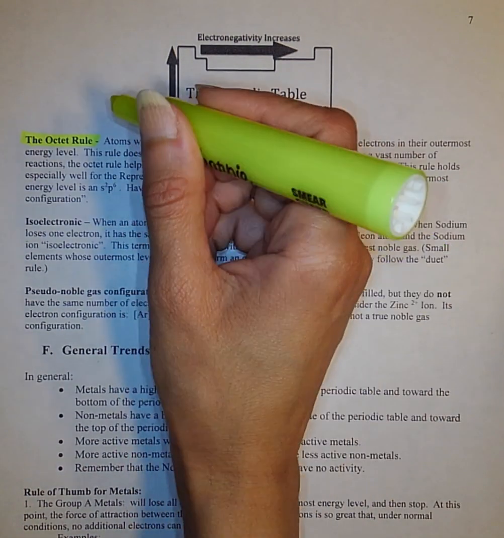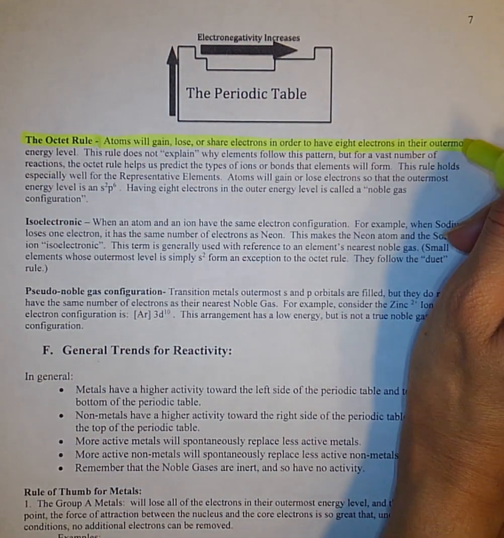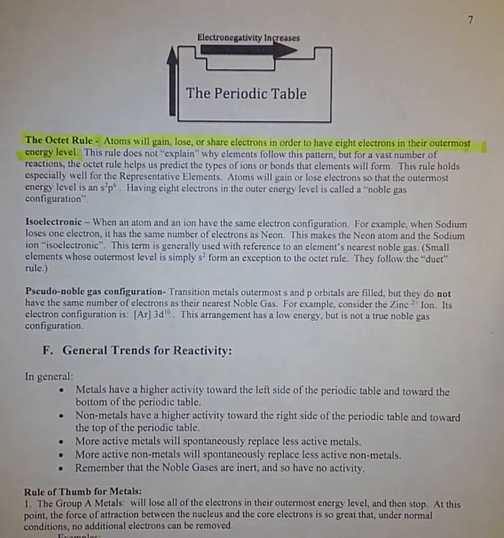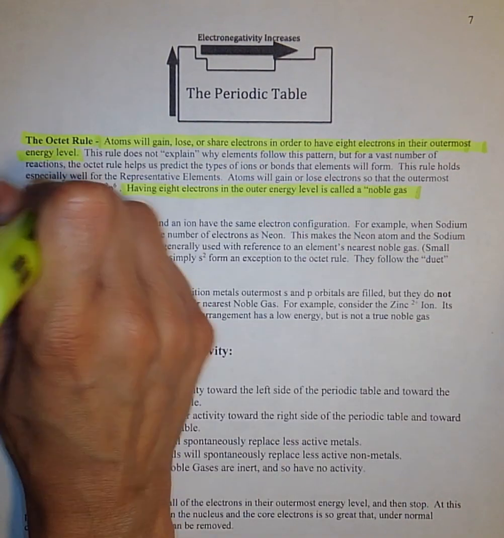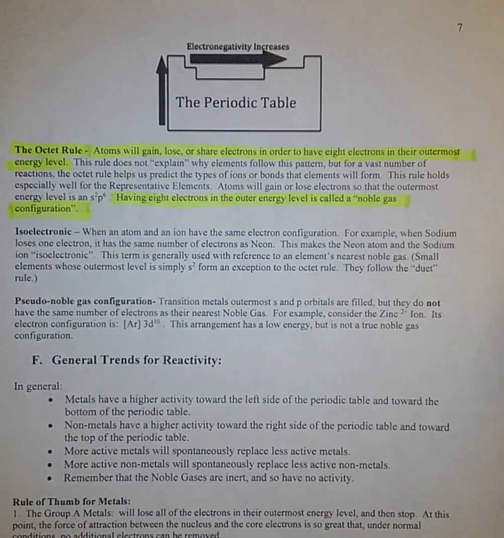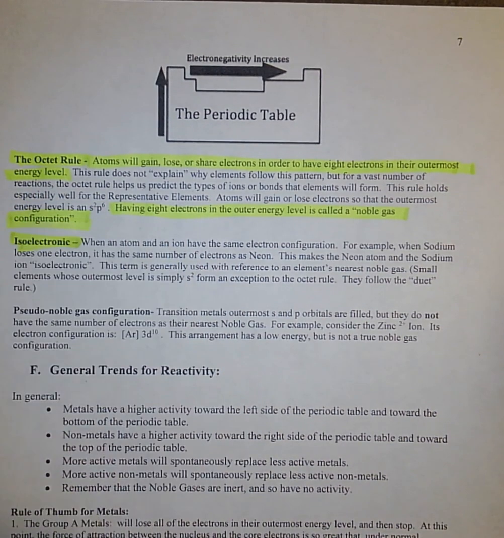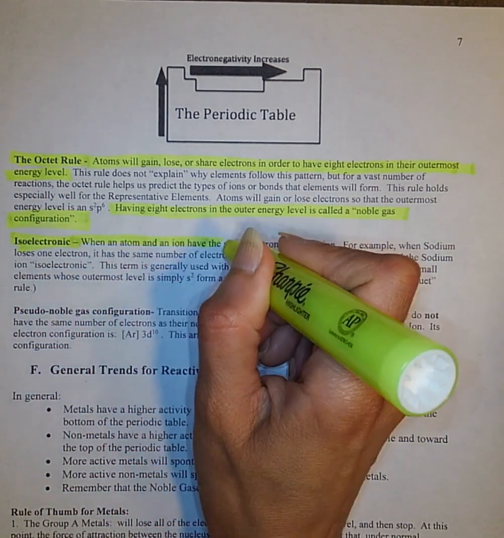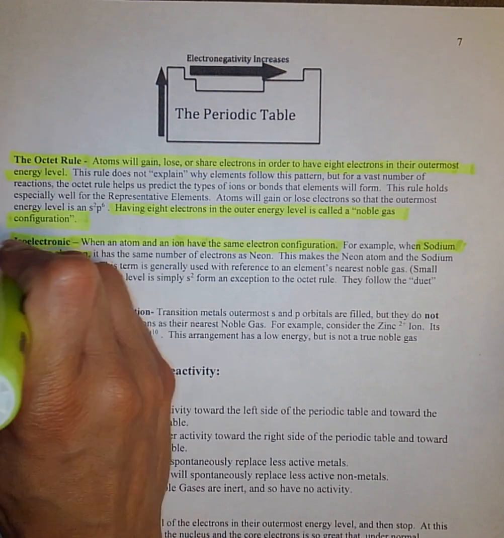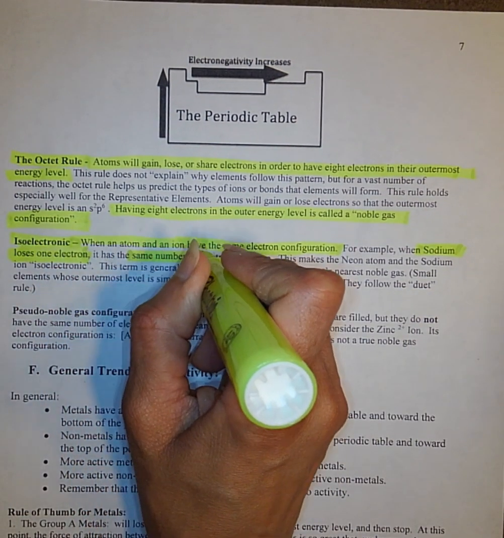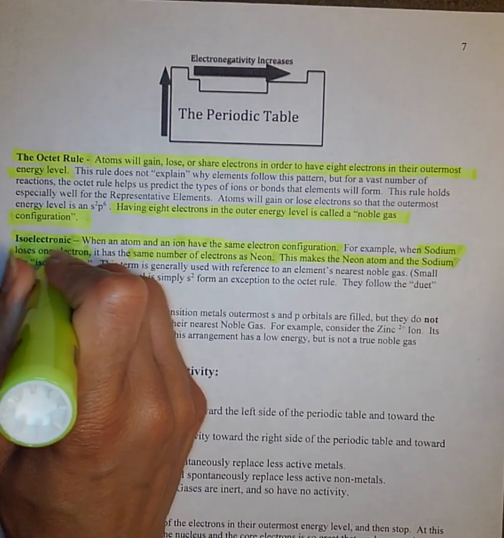So octet rule, this is when atoms will gain or lose or share electrons in order to have 8 valence electrons in their outer shell. Having these 8 electrons in their outer shell is called the noble gas configuration because they are then stable themselves. Isoelectronic, on the other hand, is when an atom and an ion have the same electron configuration. For example, when sodium loses that 1 electron, it now has the same number of electrons as neon. This makes neon and sodium isoelectronic.